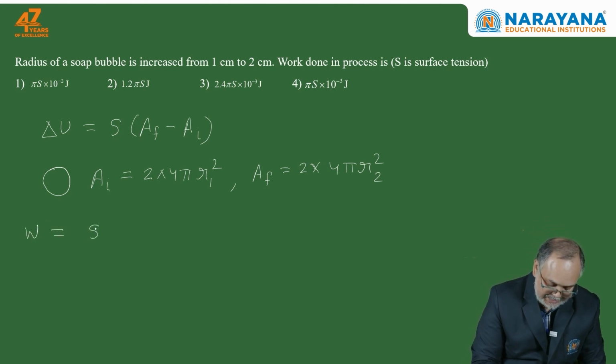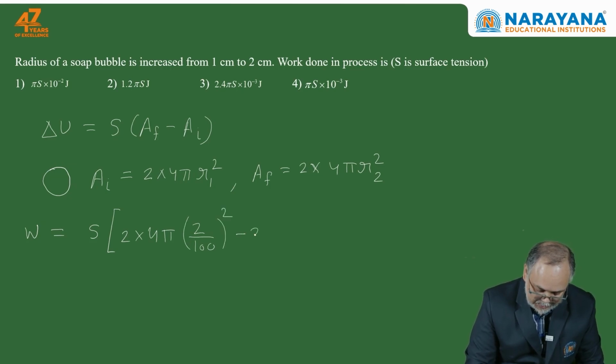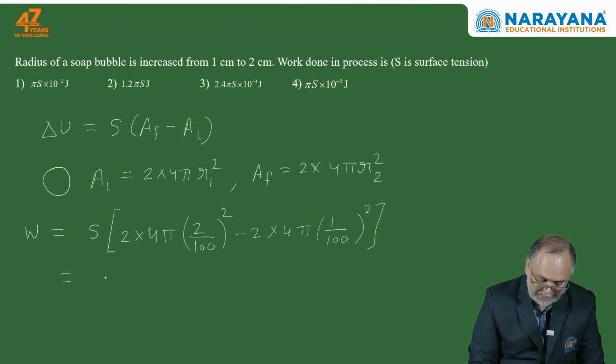So here we can put the values and with the help of this, we can calculate the work done, that is S in bracket 2 into 4 pi. R final we are writing, so R2 is 2 centimeter. So we have to substitute in meter over here. So 2 by 100 whole square minus 2 into 4 pi and R initial, that is 1 centimeter, so 1 by 100 whole square.